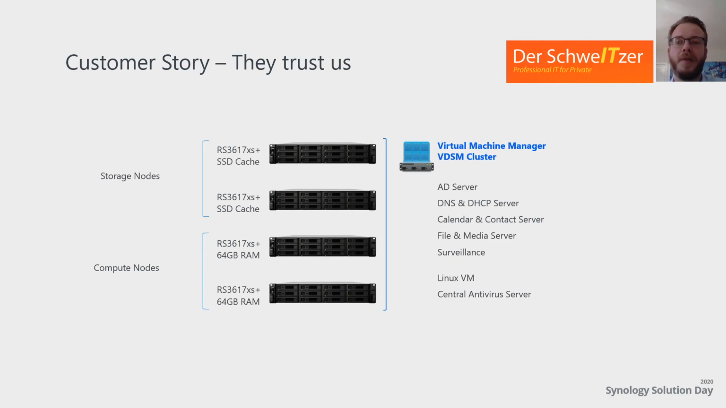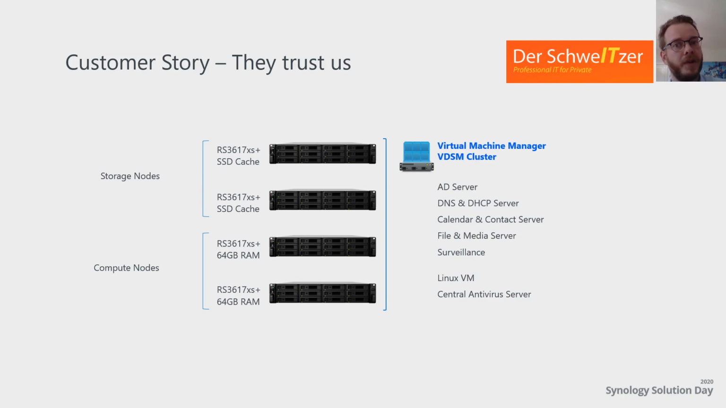And in the cluster they have 4 RS3617xs+. 2 of them serving as a storage node, together with SSD cache for maximum performance, and 2 of them serving as the computing nodes, with 64 GB of RAM, also to make sure they can give the performance to the customers that they need. And these nodes together were running their Active Directory server, their calendar contact server, mail server, and even surveillance for their private end users. And everything running perfectly.